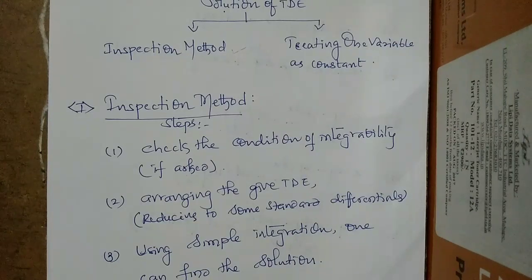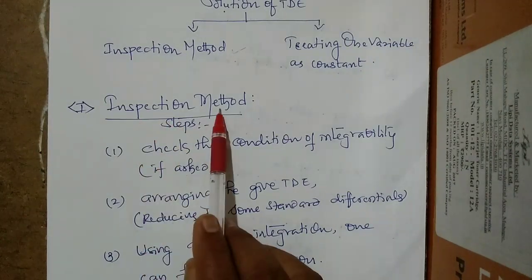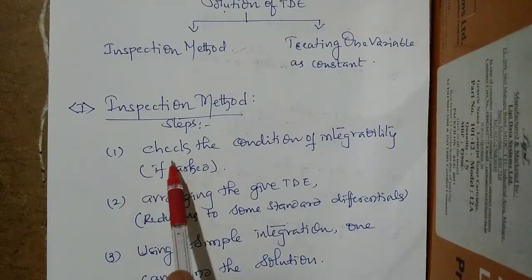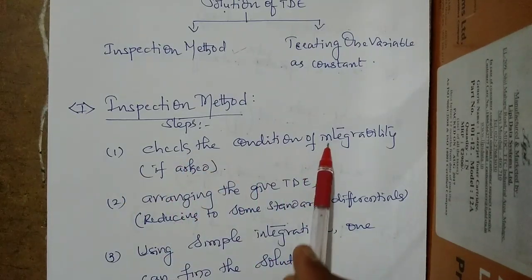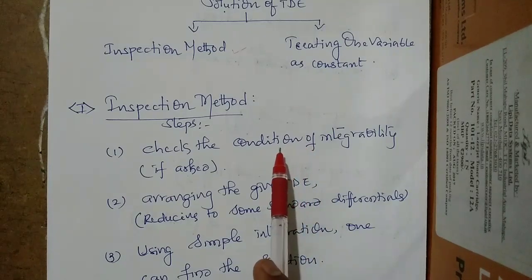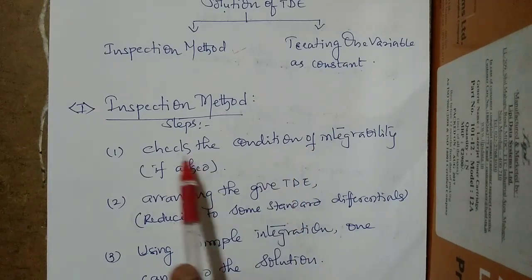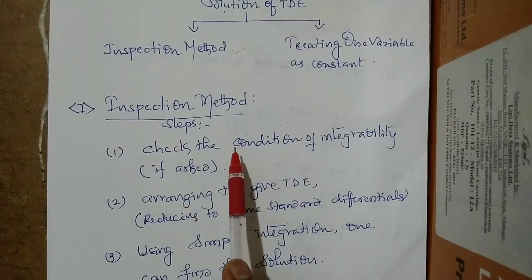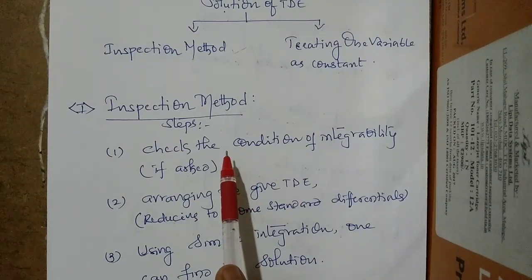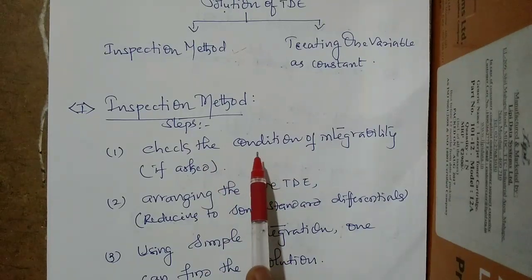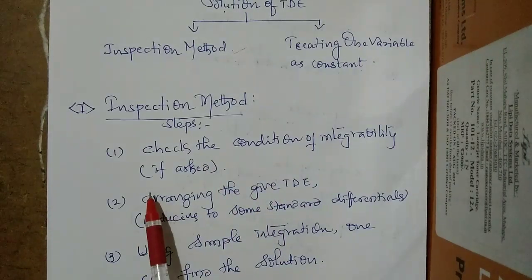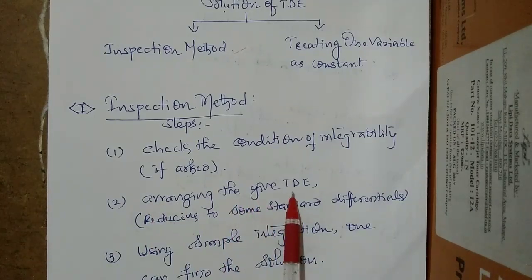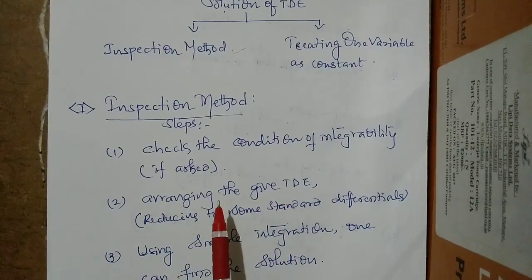If the question asks to solve the total differential equation by verifying the condition of integrability, then by the inspection method we can solve that. First step, we have to verify the condition of integrability. We have already verified some examples, so the same procedure we have to follow. We have to verify whether the given differential equation is integrable or not. Then we have to arrange the given total differential equation in such a way that it is easy to integrate.